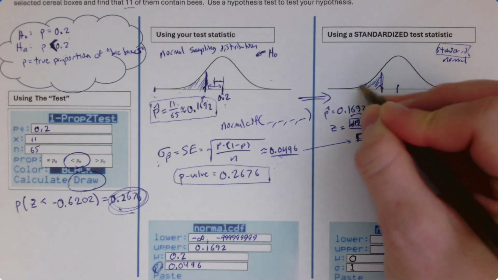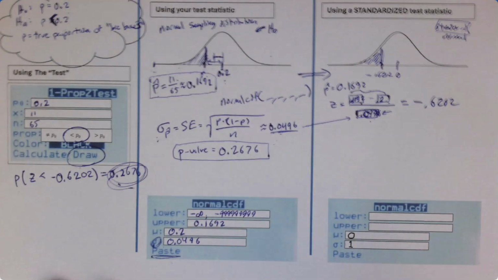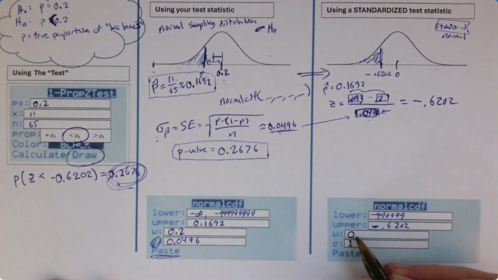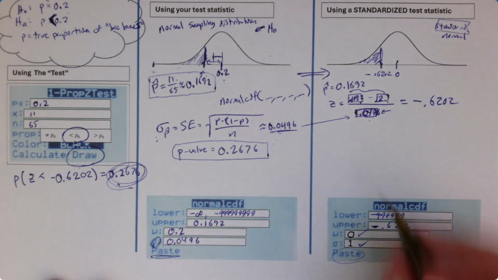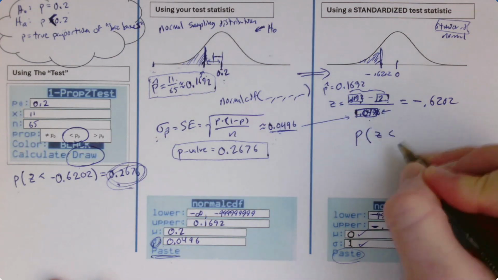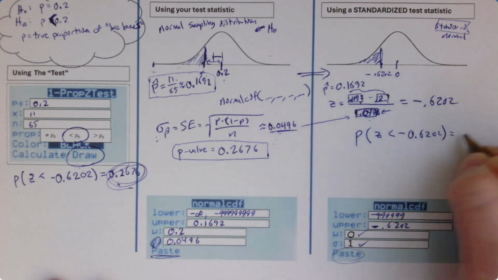And now I want to find this area. You could do the same thing using normal CDF. My lower bound will be negative infinity, but this time my upper bound will be negative 0.6202, with a mean of 0 and a standard deviation of 1. You paste it in, and that should give you a p-value that tells you the probability your z-score is going to be smaller than that. So I'm writing the same thing that I have on the left side.